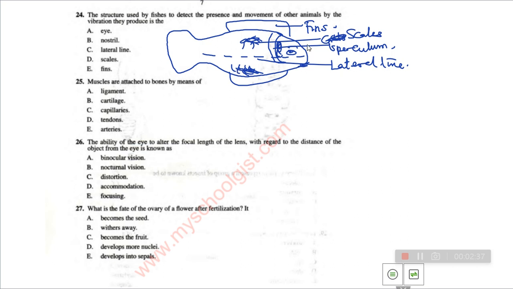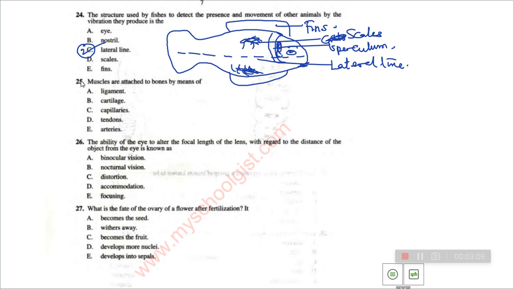So the function of the lateral line is actually to detect vibration. When you go to a river and you disturb the water, the fish is going to detect your presence through this lateral line. So the structure used by fishes to detect the presence and movement of other animals by the vibration they produce is the lateral line. So our answer is option C. Not nostril, not eye, not scales, not fins, because fins are used for swimming.